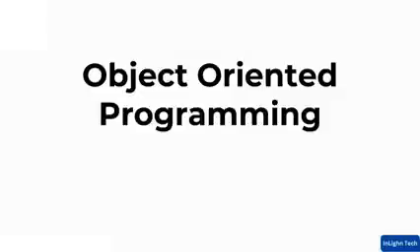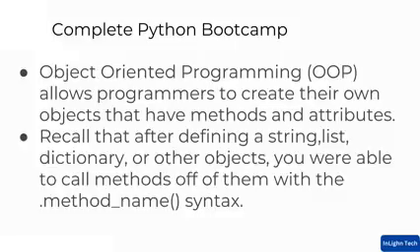Welcome back, everybody. In this lecture, we're going to be discussing object-oriented programming. Object-oriented programming, or OOP, allows programmers to create their own objects that have methods and attributes, and it's a really great way, once you begin scaling your code, to organize your code.